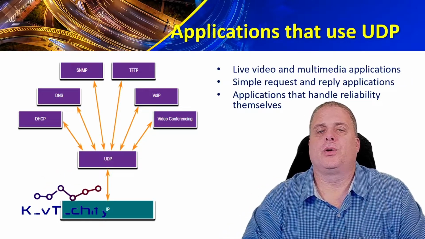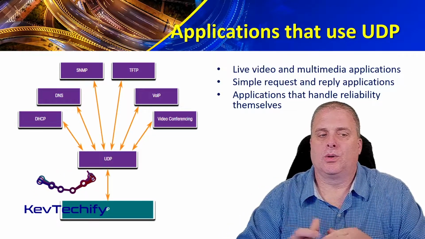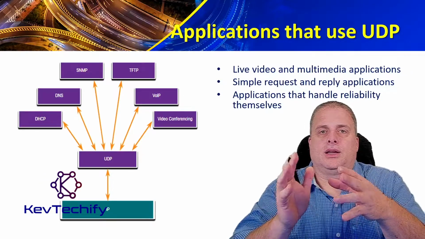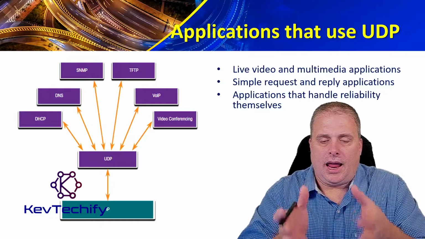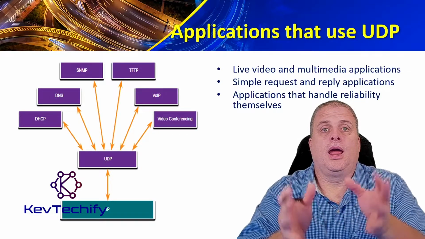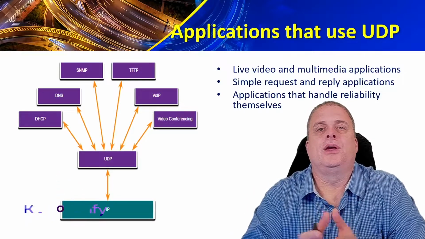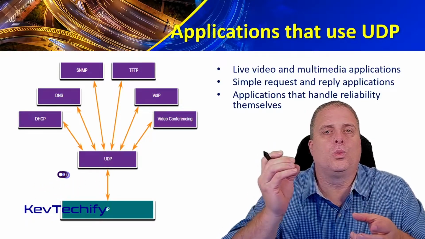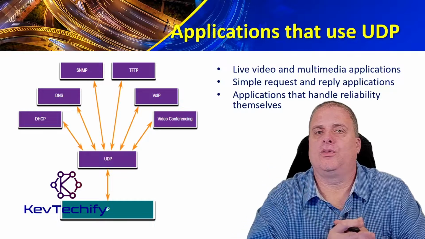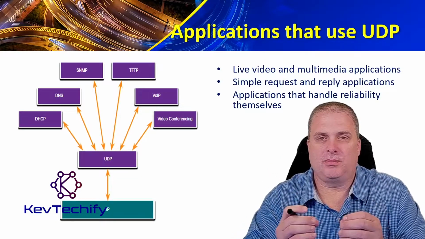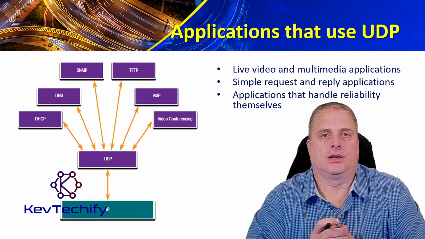Then we have simple request and reply applications. What we're looking at here is DNS and DHCP, where it's a process that happens quickly and very simply, and because it happens so quickly and so simply, we don't necessarily need to have TCP and all that overhead happening. Because if it doesn't happen, like DNS or DHCP, we just repeat that process again.